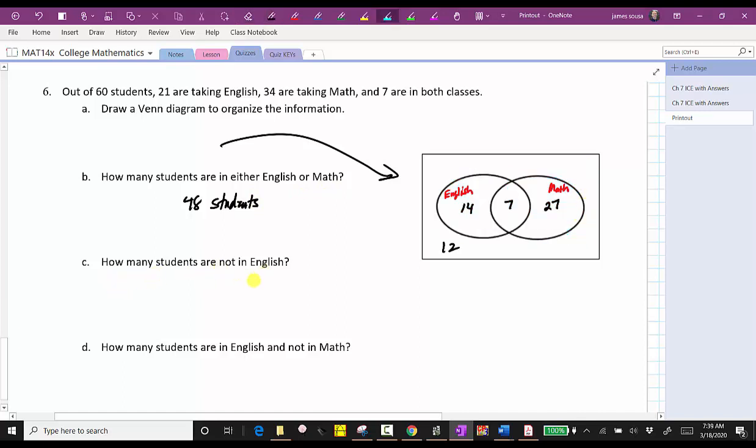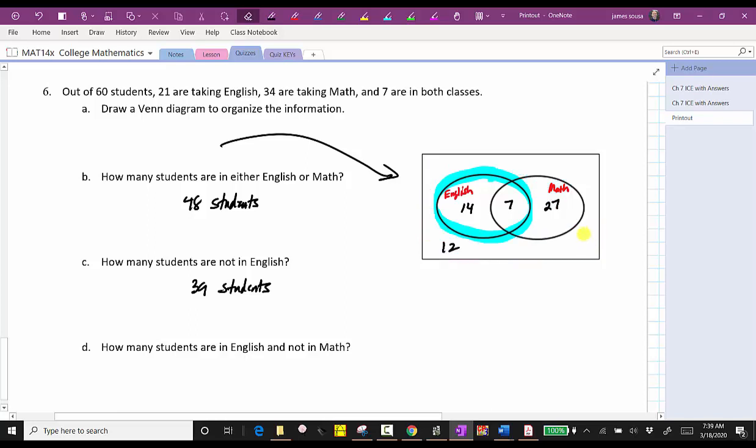Next, how many students are not in English? The set not English is the set outside of English, which should be this set here. Notice how we have 27 plus 12, which is 39 students. 39 students are not in English.